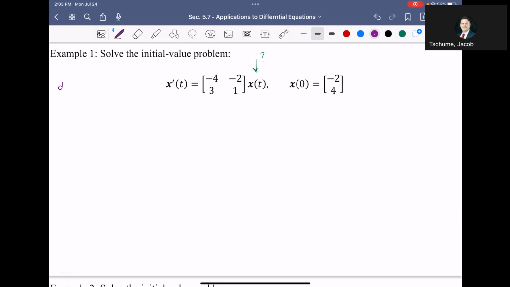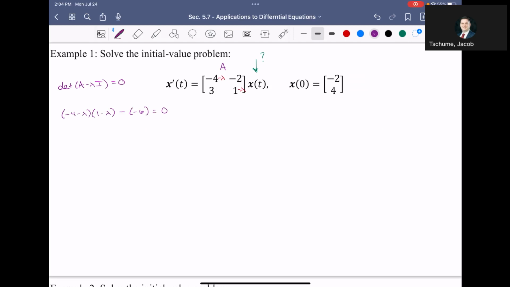So remember, the first thing you want to do is find the eigenvalues of your matrix A. So we're going to find the determinant of A minus lambda I, and we're going to set that equal to 0. Now remember, from this whole chapter, for the A minus lambda I, you're assuming that you're subtracting lambda from the main diagonal. So when I find the determinant of that matrix, it would end up being -4 minus lambda times 1 minus lambda minus a -6 is 0.